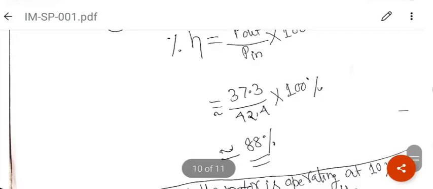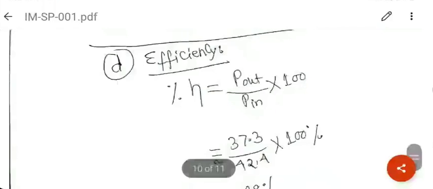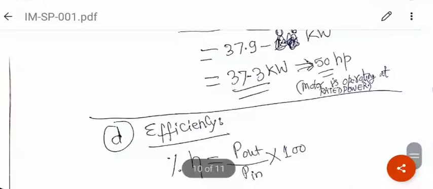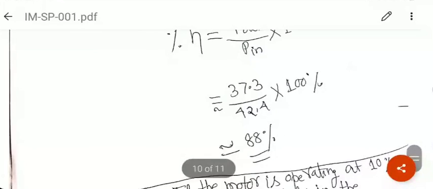Now efficiency. Output power, which is 37.3 kilowatt, divided by input power, which is 42.4 kilowatt, and multiply the result by 100. The efficiency of the motor is around 88%.